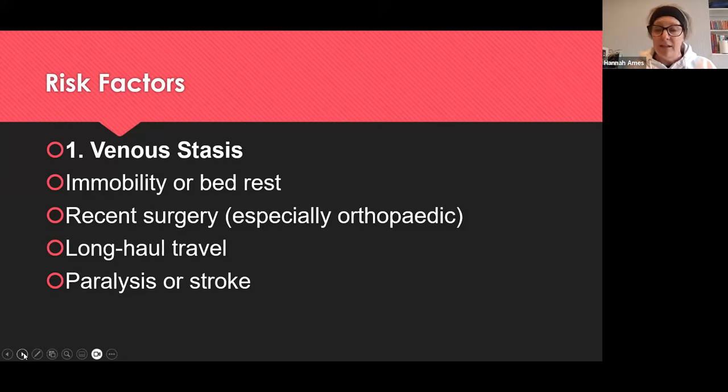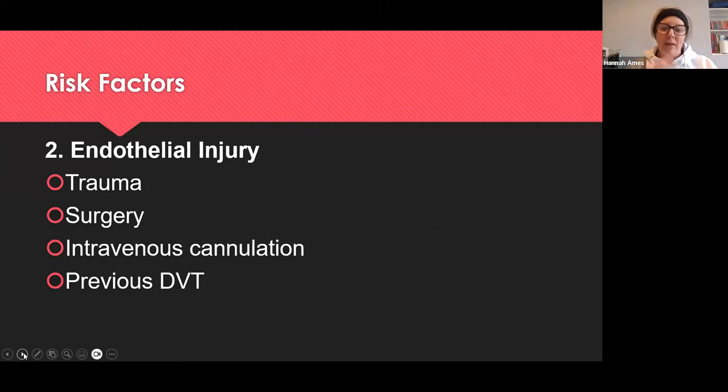So again, we could have a scenario with a patient that's had recent surgery and has developed these symptoms, or a patient that's in bed rest because of other medical or surgical conditions. If you've had long haul travel, so a long flight, or if they've got paralysis or stroke. So you can see the variety of patient backgrounds that we could potentially have in this scenario in the NMC. The other risk factor is when there's injury to the endothelial layer. So this could be trauma, again surgery, IV cannulation, and if there's been a previous DVT as well.